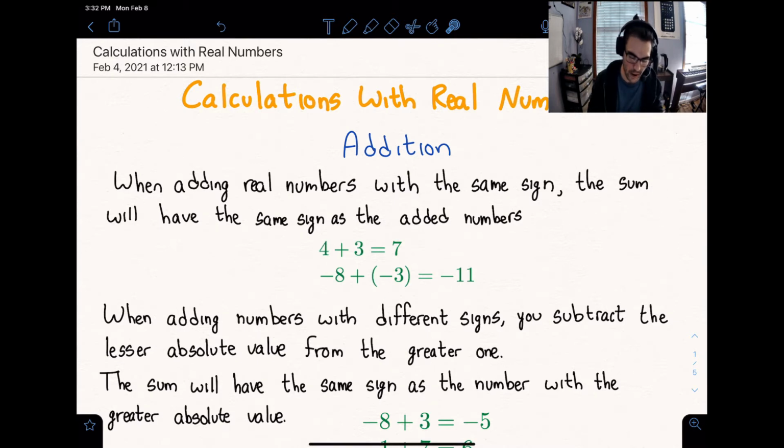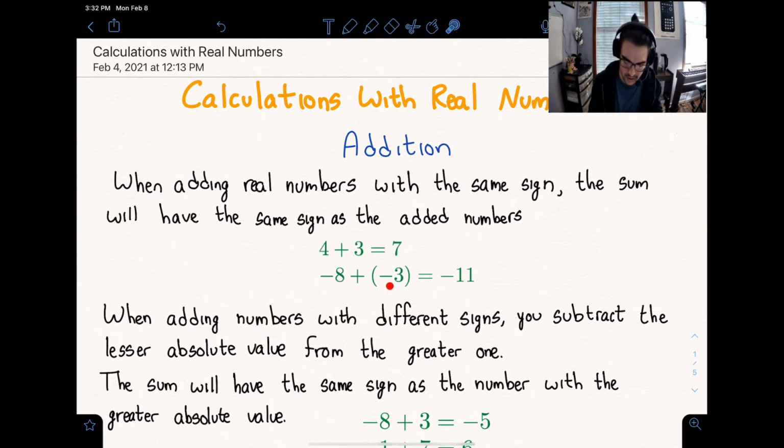I want to start off by talking about how when we add real numbers with the same sign, the sum will have the same sign as the added numbers. So we can see here I have two different examples. 4 plus 3 both have the same sign, positive. We add those up and our answer is a positive 7.